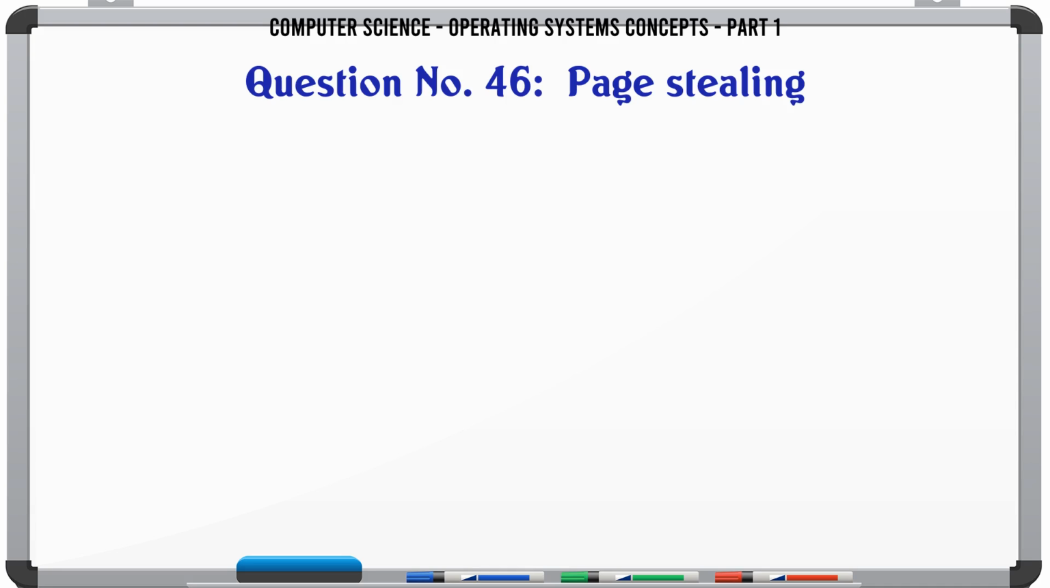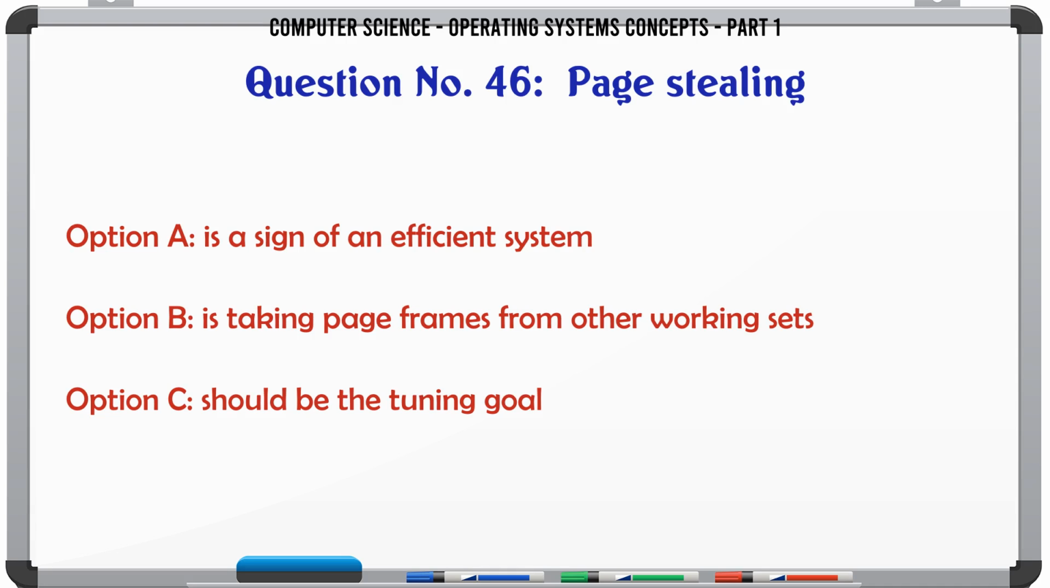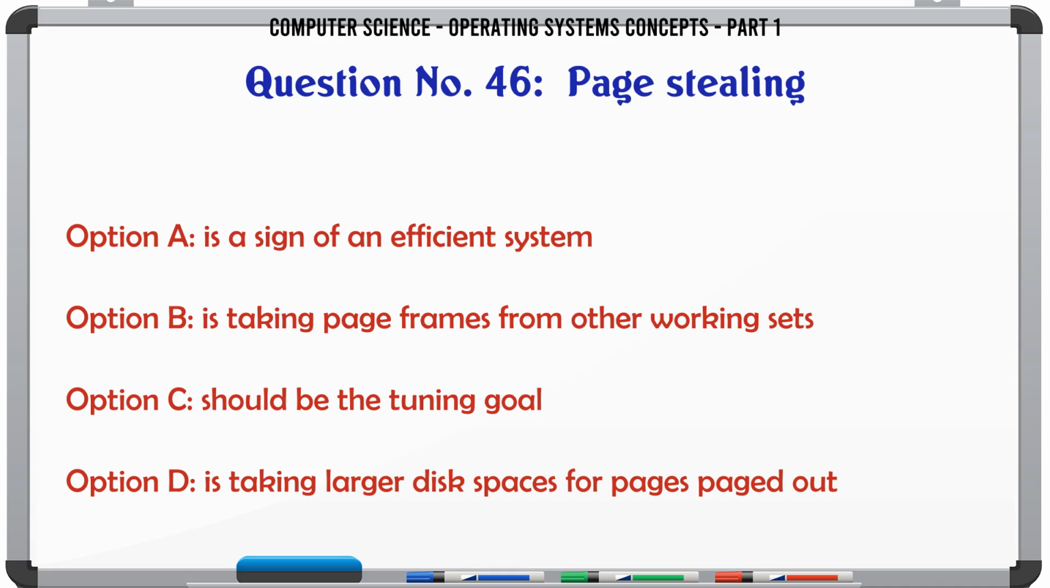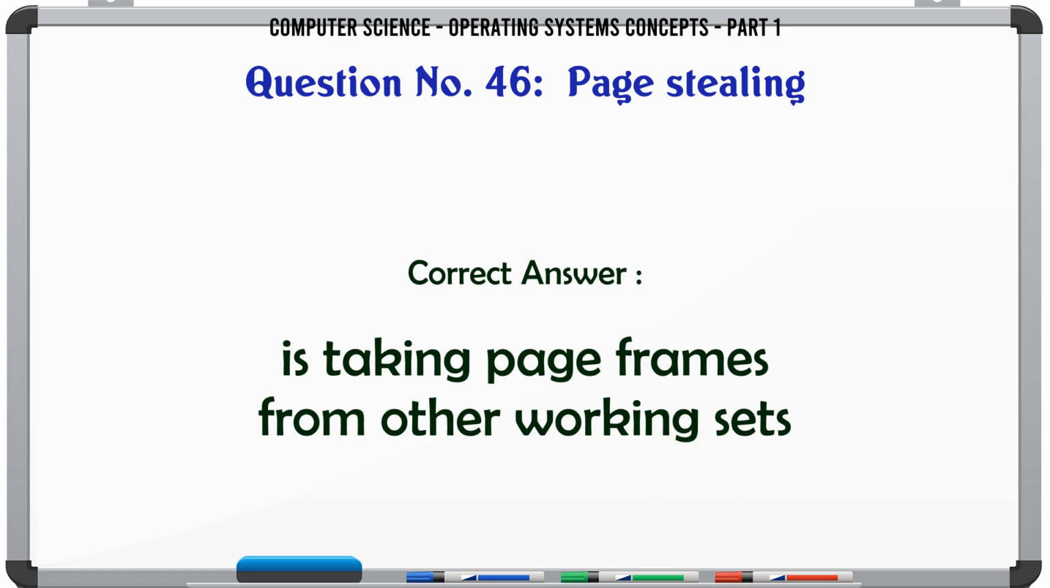Page stealing. A is a sign of an efficient system. B is taking page frames from other working sets. C should be the tuning goal. D is taking larger disk spaces for pages paged out. The correct answer is taking page frames from other working sets.